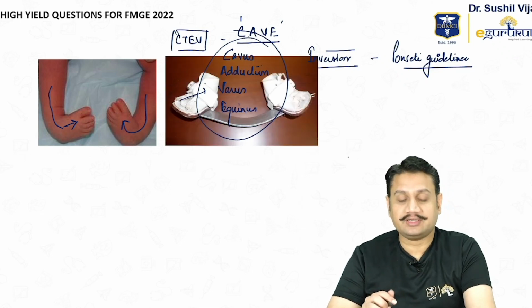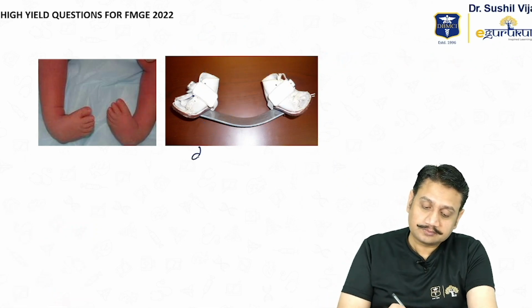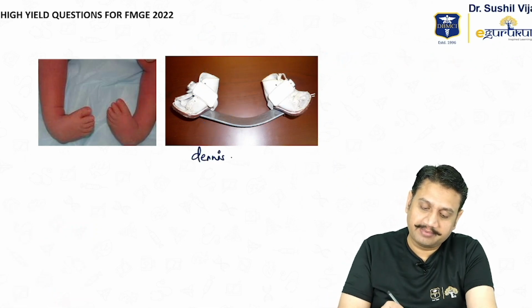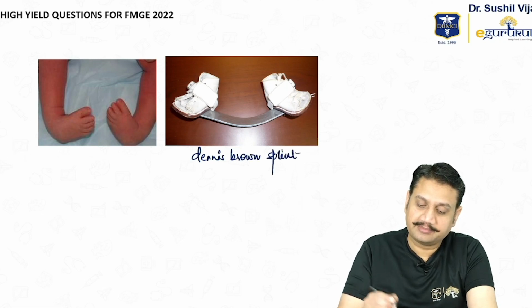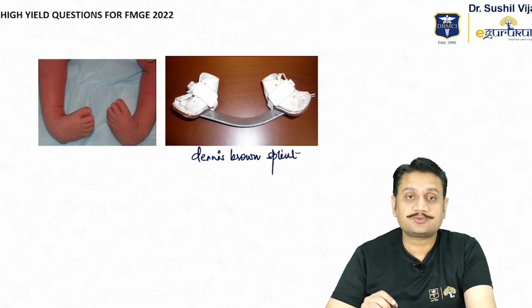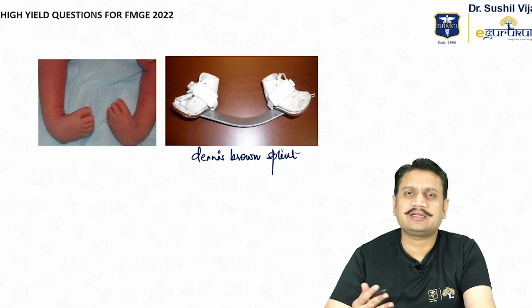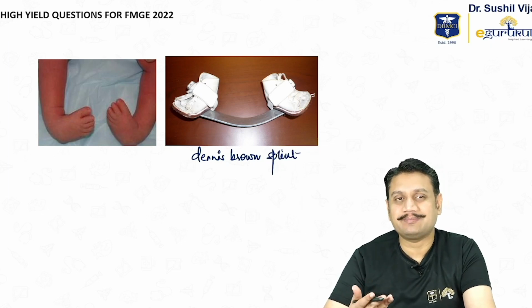Now, when you are treating CTEV patients, this kind of splint will be required. Two shoes connected to each other by a bar, and what do we call it? The CTEV splint or the Dennis Brown splint. So please remember the images of these as well. This is worn full time initially, and once the child starts walking, it is given only at night time.